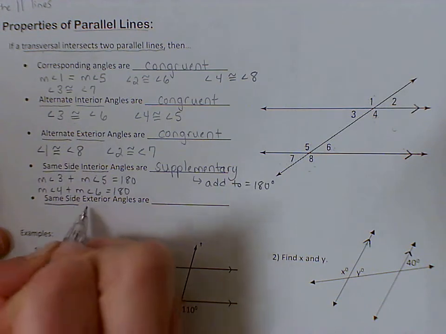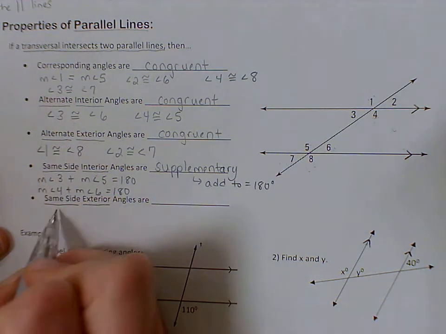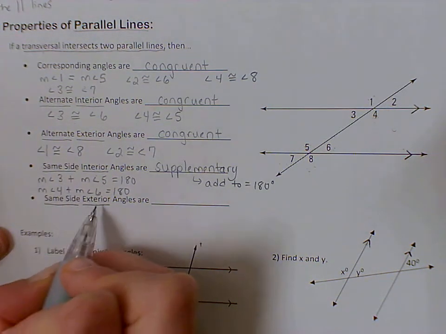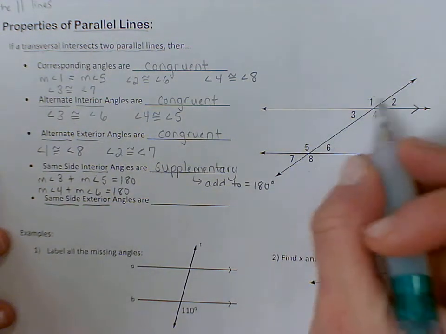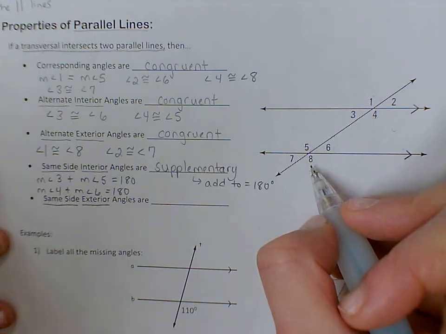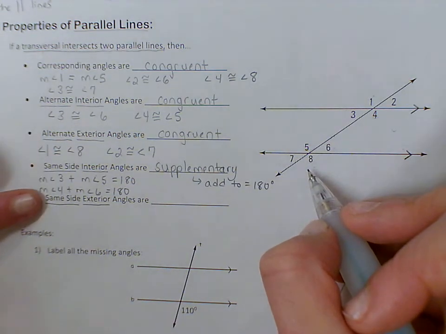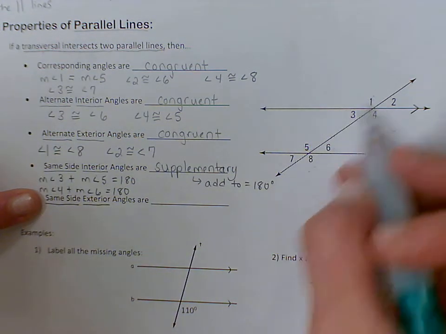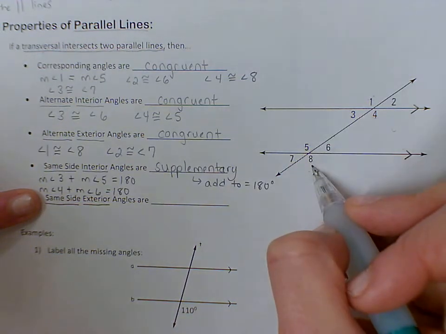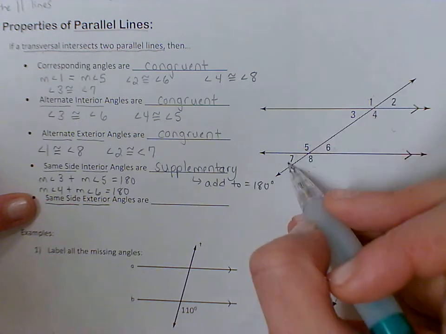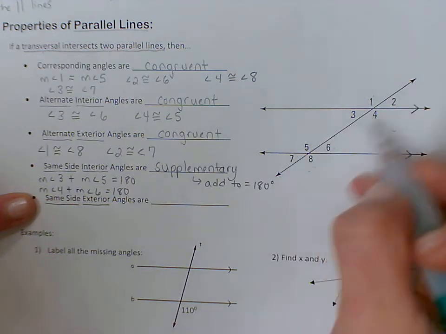Okay, and then the last type of angle is same side exterior. Same side exterior angles would be on the same side of the transversal, outside the parallel lines. So outside the parallel lines were my 1, 2, 7, and 8. We're looking for the ones on the same side of the transversal. So 1 and 7 are on the same side, and 2 and 8 are on the same side.